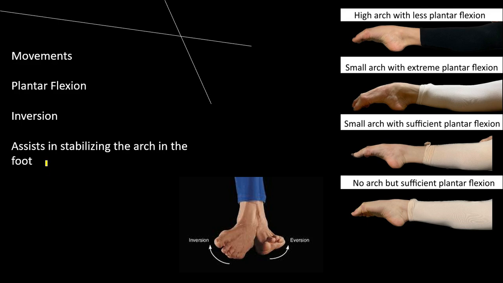It assists in stabilizing the foot arch. I'm going to talk about that a little bit because it does relate to plantar flexion. So of course we know plantar flexion is when the foot is pointing down, when the foot is planting on the ground. That's a good way to remember plantar flexion. So with the ankle being able to go into plantar flexion due to the posterior tib, it creates an arch. So we have a high arch, small arch, sufficient plantar flexion, and all that. But the thing is, with this arch, it is not creating a lateral arch. It is creating a medial arch.